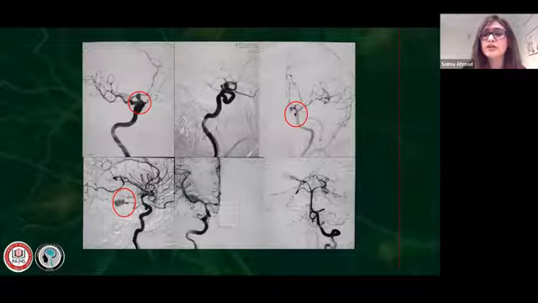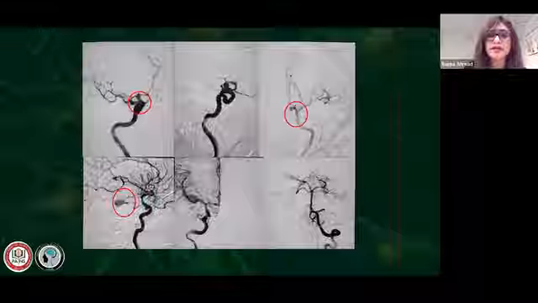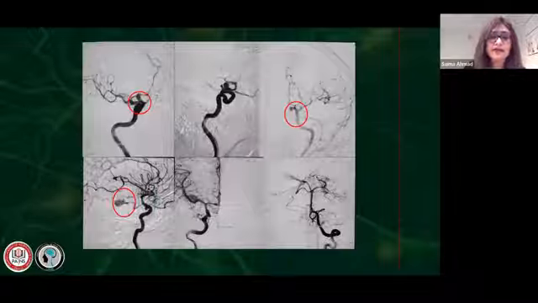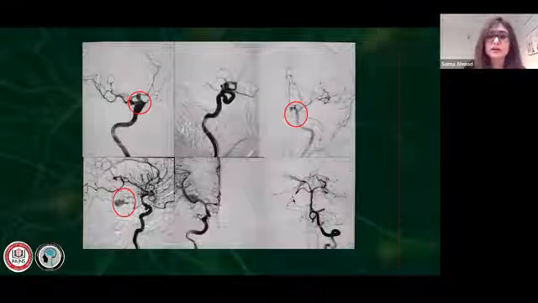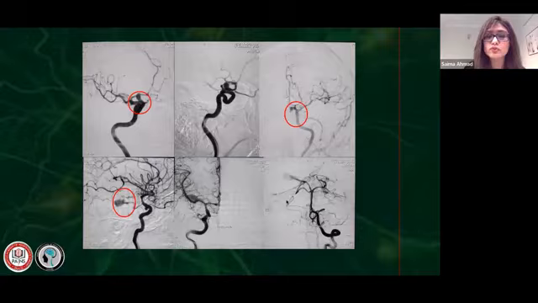lateral and superior. So these kinds of aneurysms are those which need 3D for proper treatment planning. So this is the lateral, AP and vertebral view of the same patient. Sometimes we need all the angiograms to find out the true site of the aneurysm.